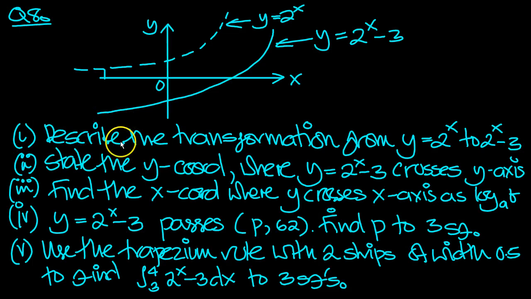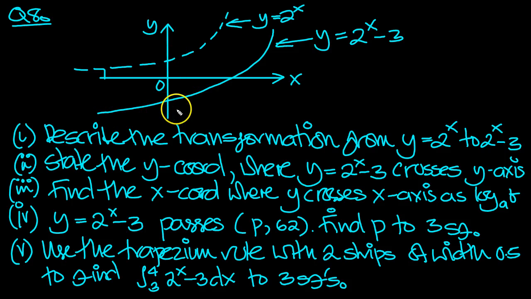So I've got the summary of the question here. Let's have a look at part 1 first of all. We've got the sketch of the curve above. I've actually put in the curve y equals 2 to the x as well, for the sake of completeness. So describe the transformation from the y equals 2 to the x curve to y equals 2 to the x minus 3.